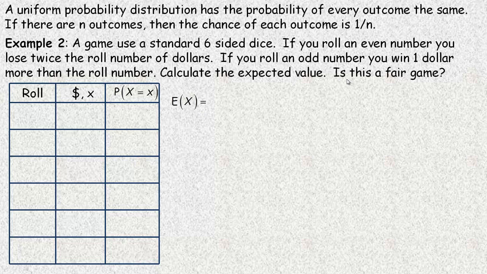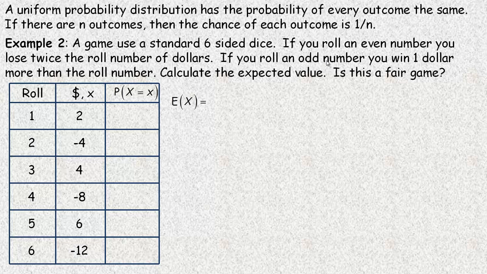I'll talk about what a fair game is in a moment. So first of all, the possible rolls are 1, 2, 3, 4, 5, and 6. I'll put all the outcomes in here. If you roll an even number, you lose twice that value in dollars. An even number, for example, is 2. Twice 2 would be 4, so that's why there's a -4 here. The negative means you've lost $4. Double 4 is 8, so you lose $8. If you roll a 6, 6 times 2 is 12, so you lose $12.